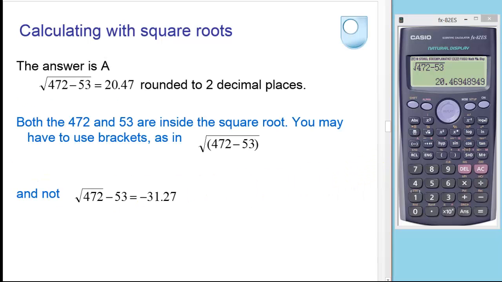So in the case of the Casio calculator, what we can see is the square root symbol is automatically extended to enclose all of the values, and that's effectively acting like a bracket. So what we've got here is the 472 minus 53 is performed first, and then the square root is evaluated.